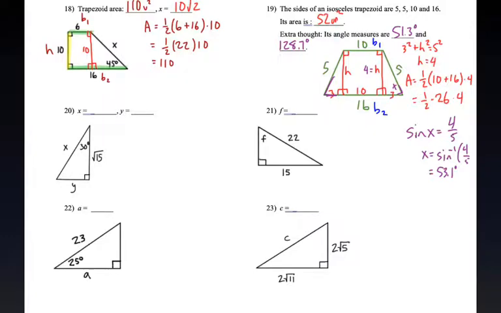All right, number 20. 30, 60, 90 review. Short leg, long leg, hypotenuse. Given is the long leg. Long leg to short leg, divide by square root 3. Square root 15 divided by square root 3 is square root 5. Both those numbers are inside the square root. And then short leg to hypotenuse times 2. Square root 5 times 2 is 2 square root 5.